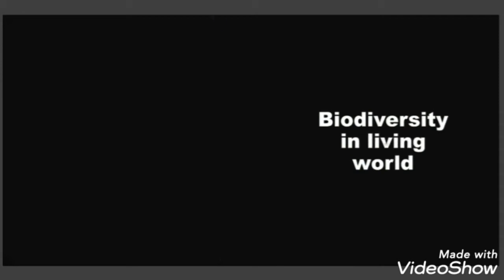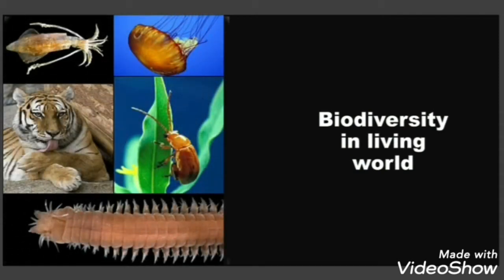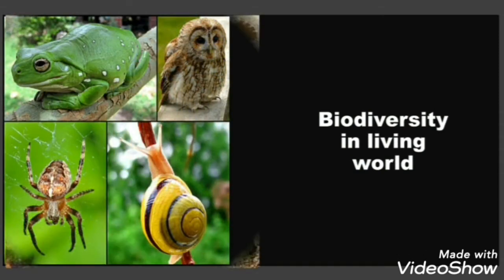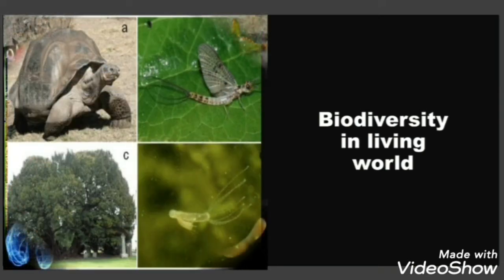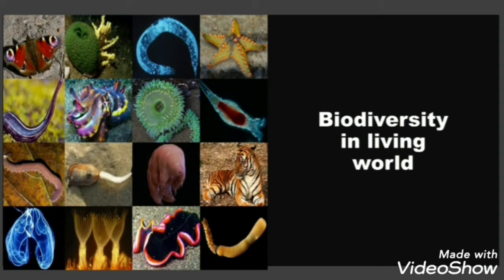Well, anyhow, as you all know, our planet is the home for various organisms. And these organisms are different from each other in their size, shape, color, and other various features of life. Various organisms exhibit different features and adaptations for their successful existence in their environment.